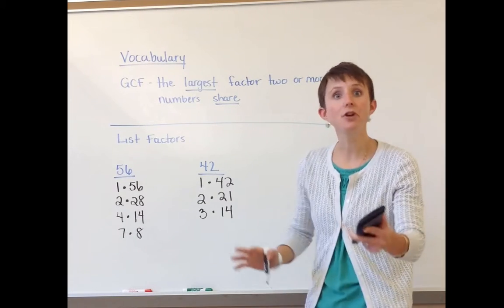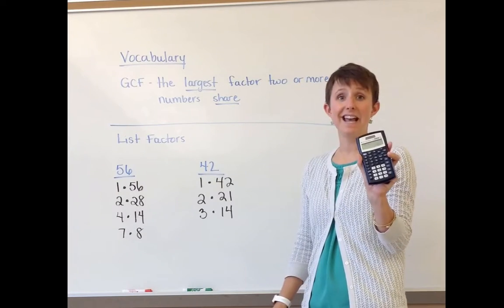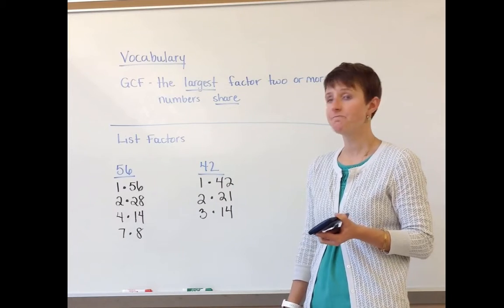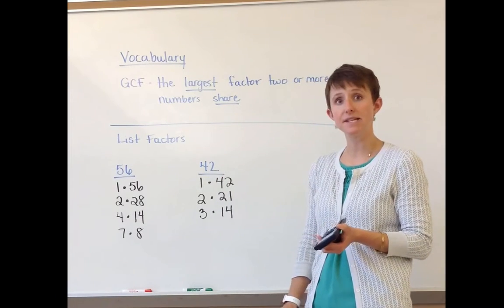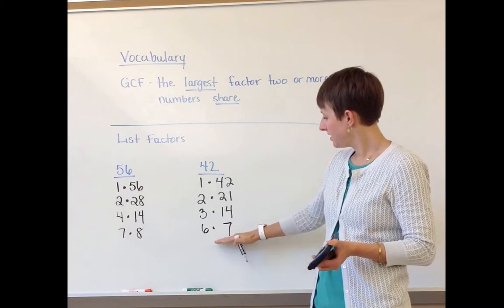I don't think so, but if you're not sure, go ahead and check it out. 42 divided by 4, 10 and a half. I have a remainder, so no, 4 is not a factor. Anything times 5? Doesn't end in a 0 or 5. Anything times 6? Yeah, 6 times 7. Anything times 7? I already have it on there.